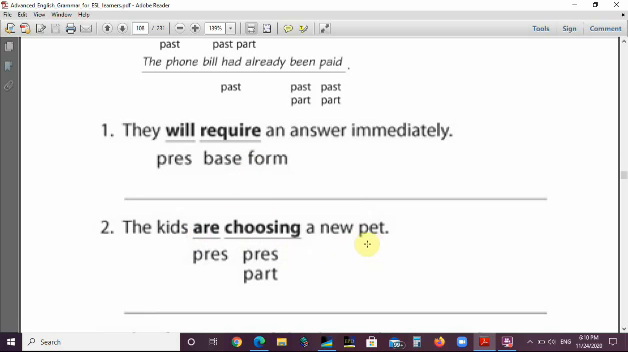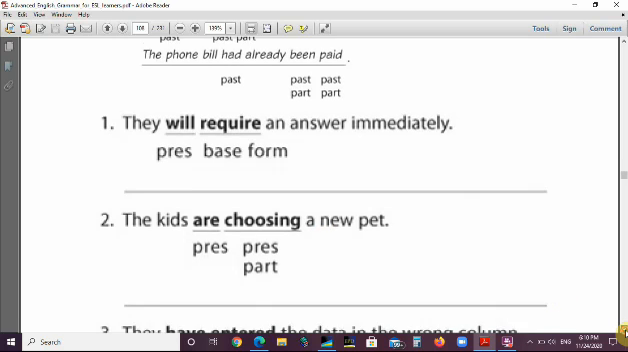The kids are choosing a new pet. Are here is present and choosing present participle. If we want to change it into passive, a new pet is being chosen. Is present, being present participle, chosen past participle, and so on.